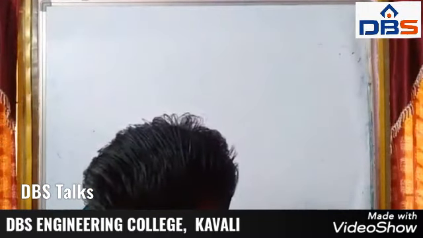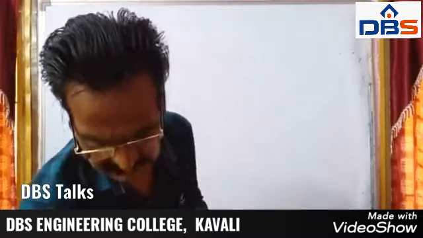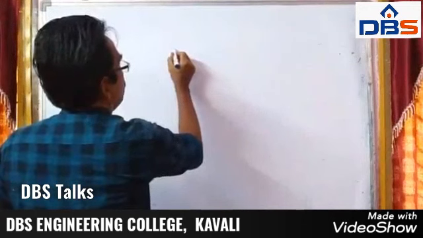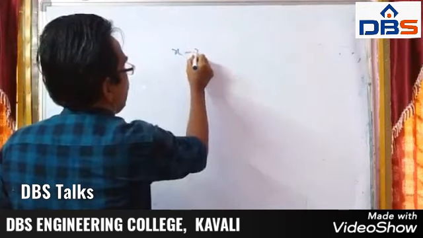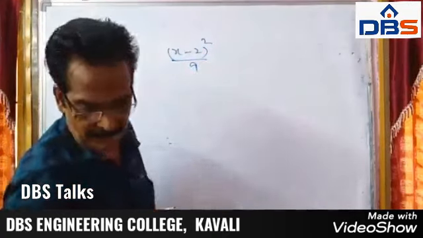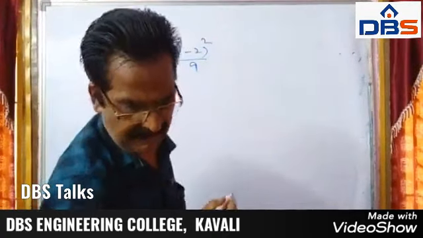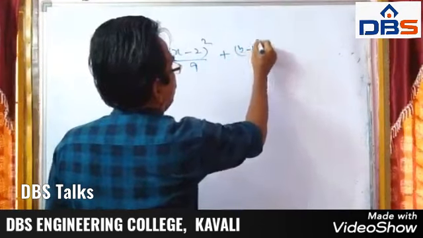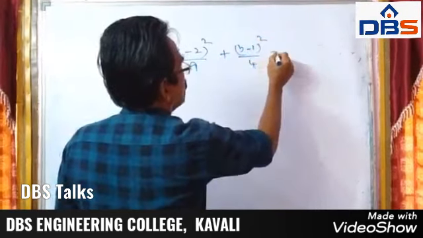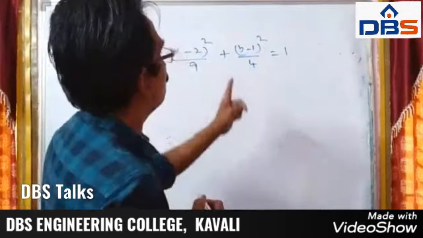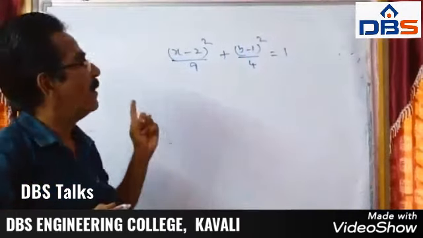And let us take up another problem. (x minus 2) whole square by 9 plus (y minus 1) whole square by 4 is equal to 1. Same problem, friends, just for practice sake I am doing this.